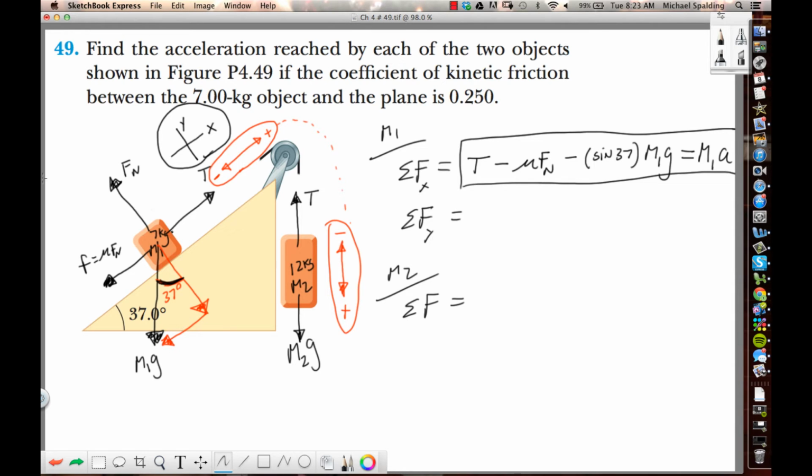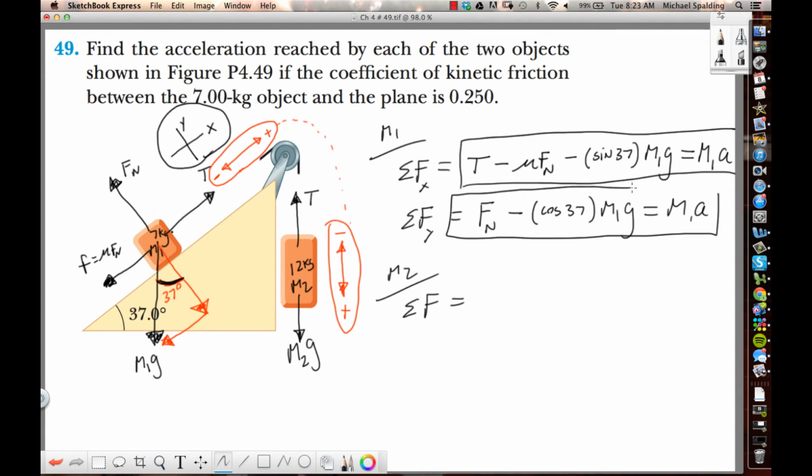Okay, in the y direction, how many forces are in the y direction? So here's the y. How many forces in the y? 2. The 2 forces in the y direction: normal force, and the y component of mg. So that's going to be normal force minus cosine 37 m1g. And the sum of the forces always equals ma.